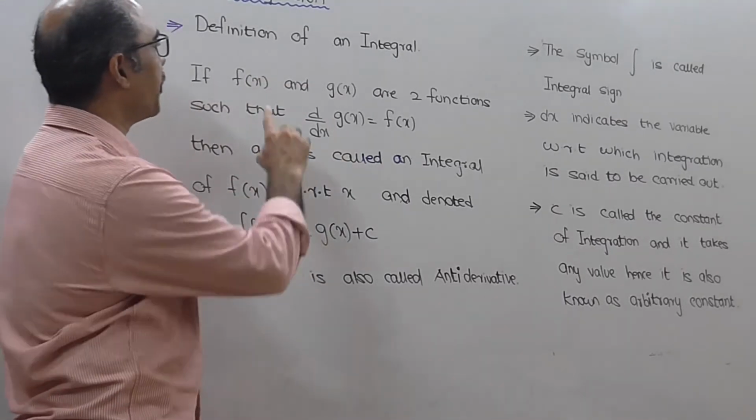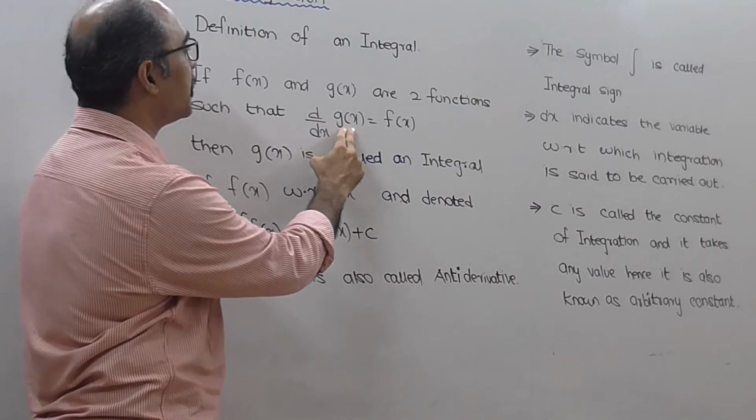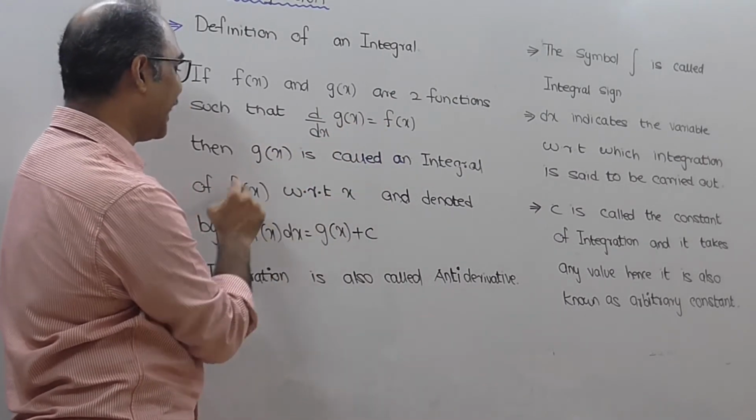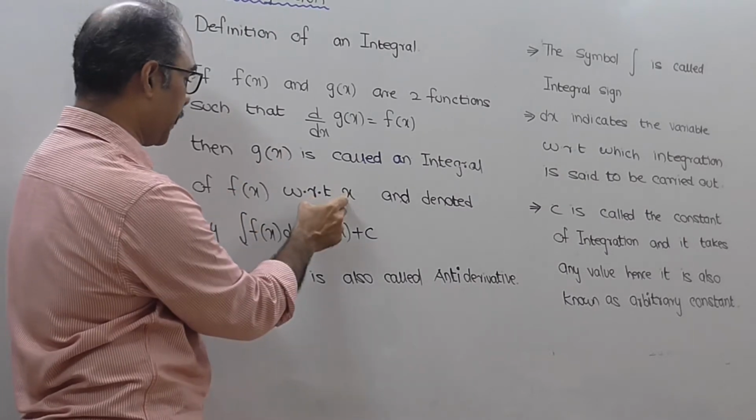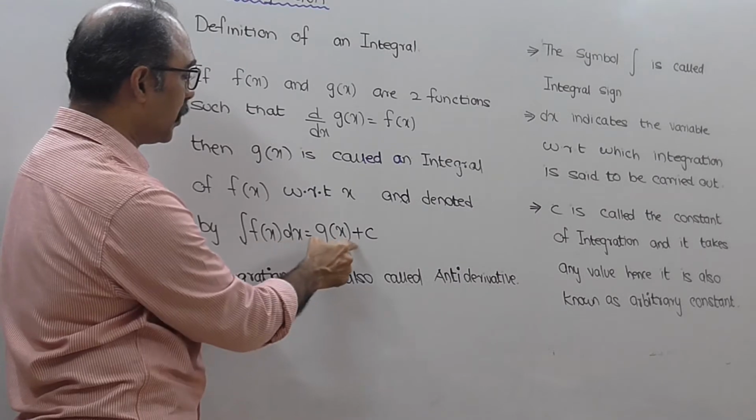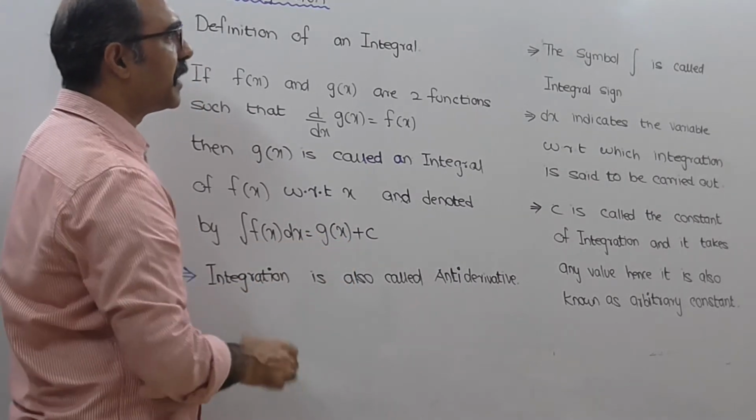Definition of integral. If f of x and g of x are two functions such that derivative of g of x is equal to f of x, then g of x is called the integral of f of x with respect to x, and it is denoted by integration f of x dx equal to g of x plus c. Integration is called antiderivative.